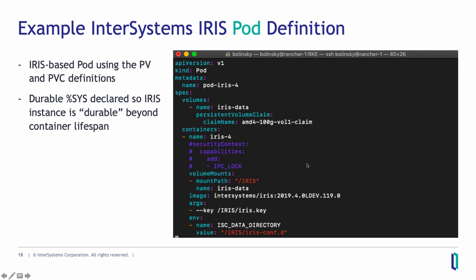The final step is to then bind the volume claim to our IRIS pod. Here we have a simple IRIS pod YAML file using an IRIS 19.4 container with the persistent volume claim, loading our license key, and the reason for the session, our Durable SYS declaration. And it's all referencing the pod container's mounted path to the physical volume we just created. Super simple, right?